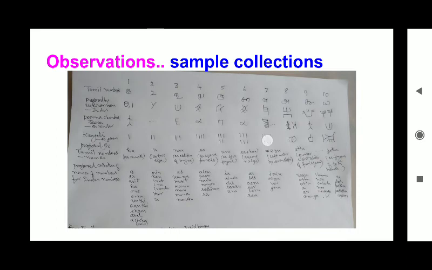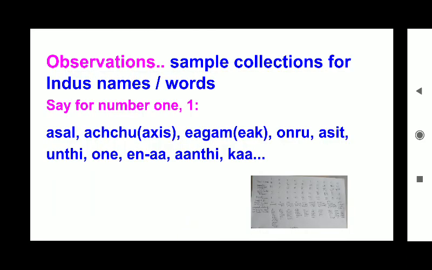So that way we have done for number 1 as Asal, Achu, Egam, Ondru, Sit, Undi, Enna, Mandi, Ka. Ka is again very interesting. It is related in Sumerian to mouth, and in Tamil we also have Kai Vidudal, Ka Vidudal, in the sense to stop talking.